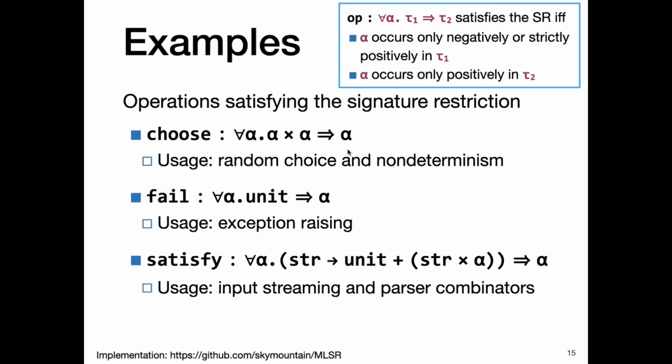And we can apply a similar discussion to the fail operation. For the satisfy operation, this argument type may seem complicated, but the property checking is very easy. We can easily find that in this type, the bound type variable alpha occurs only strictly positively. So the satisfy operation also follows the signature restriction. And as a result, all of these 3 operations satisfy the signature restriction.